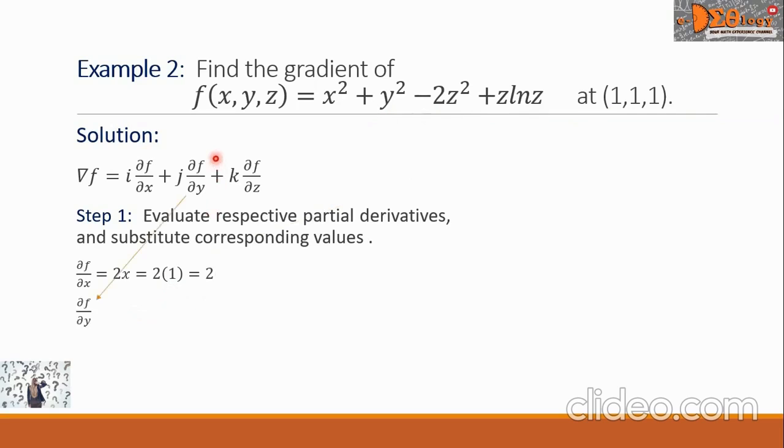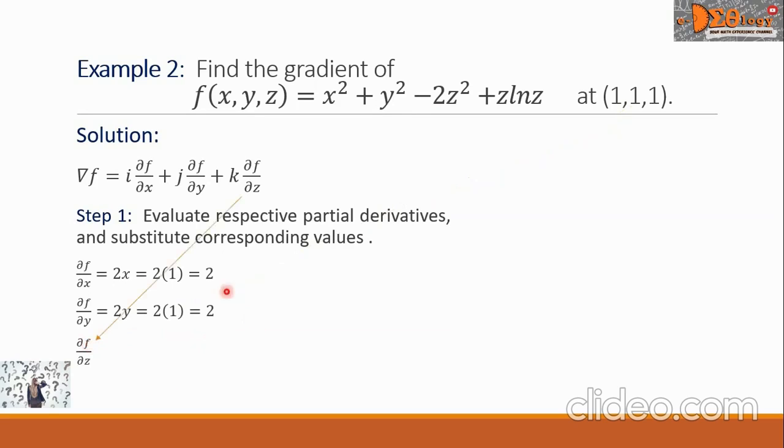Partial derivative of f with respect to y. The partial derivative of x squared, negative 2z squared, and z ln z will be 0 because there is no y variable. So the derivative of y squared is 2y. Now let us substitute the corresponding value. This is now 2 times 1. So the product is 2.